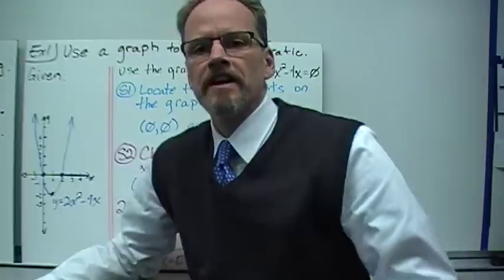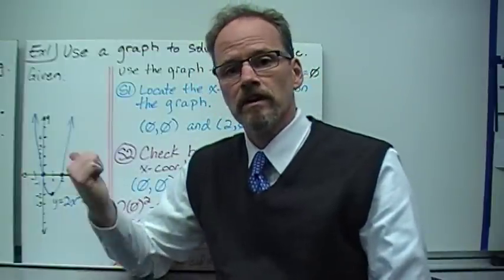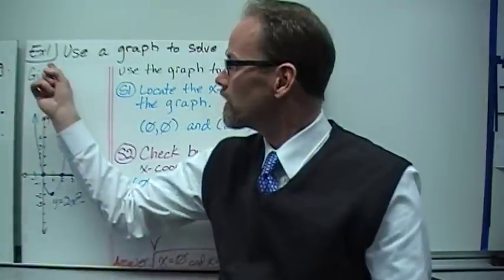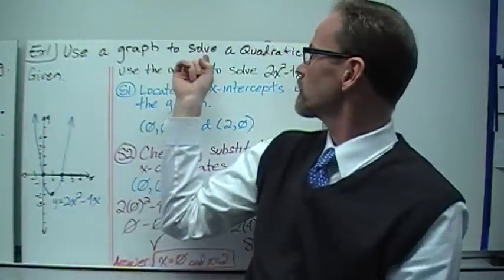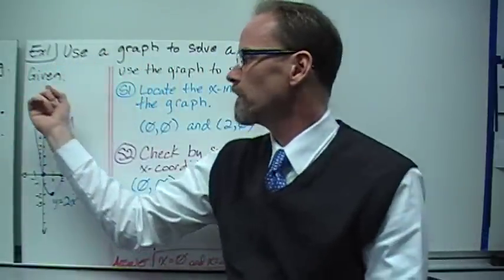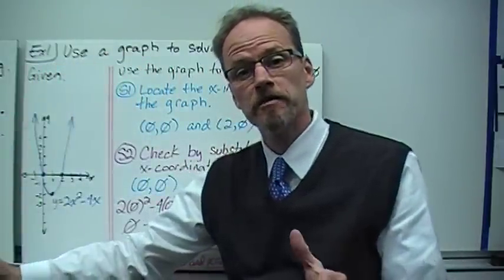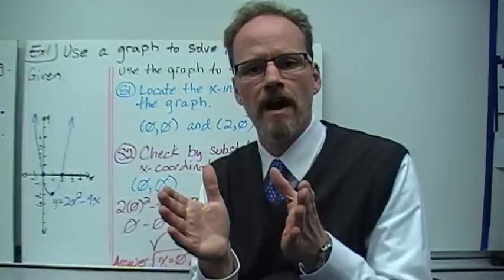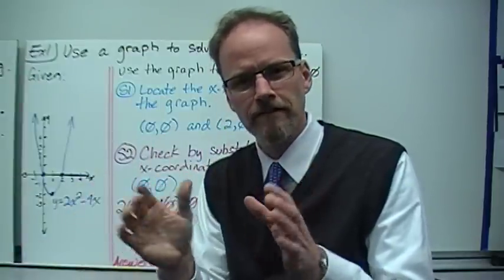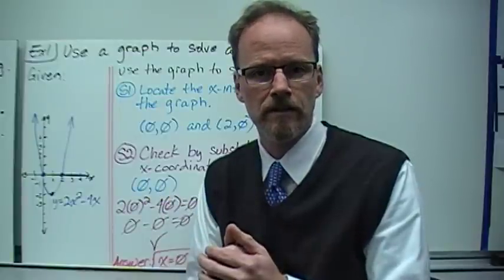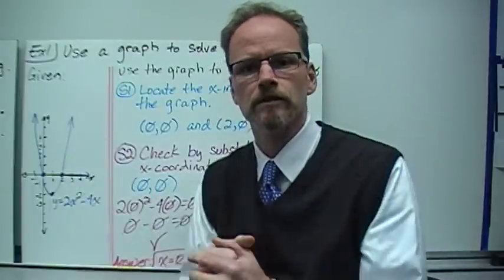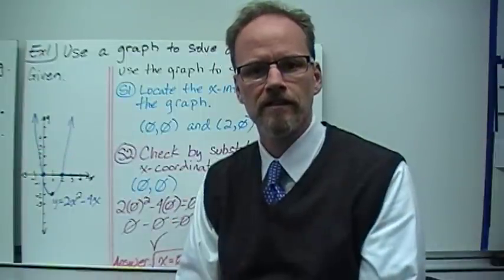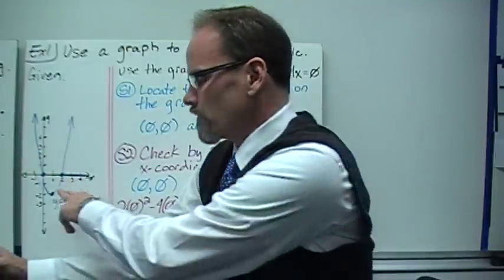I'm kind of covering up half of this right here because I just want you to see this part here. The example: use a graph to solve a quadratic. This is what you're given right here. In this particular case, I'm going to give you the graph, and I want you to just look at the graph and find out where the x-intercepts are, the two spots where they cross the x-axis.